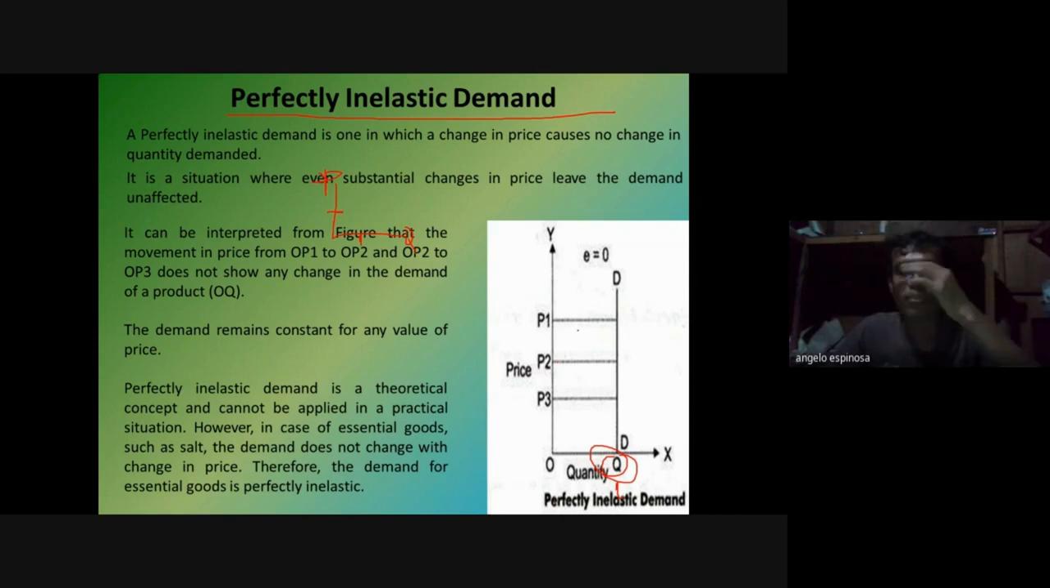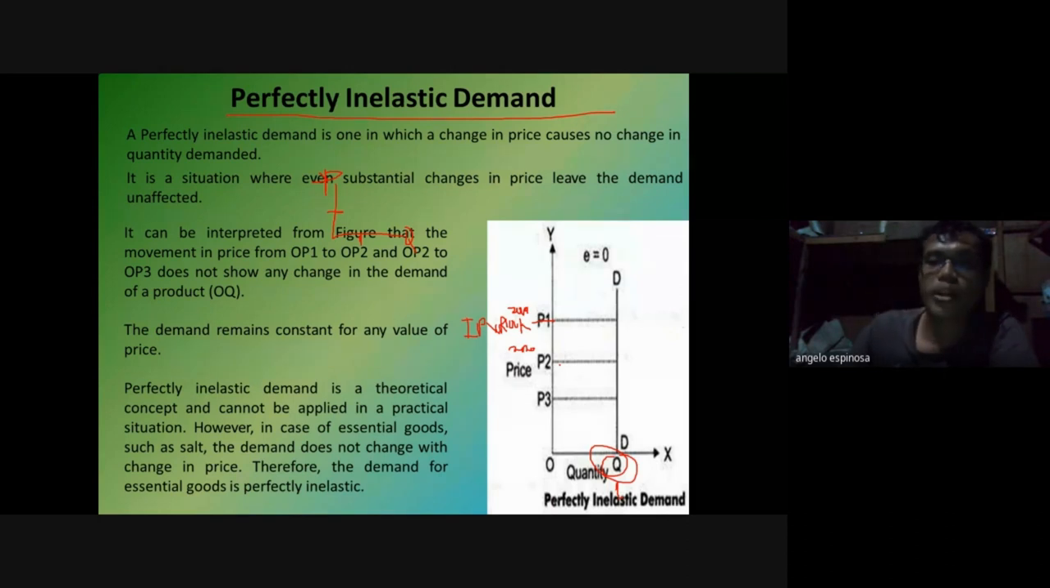Example, let's say, bumili ka ng iPhone na worth 100K. Pagkabili mo, 2019, bumili ka ng iPhone XR. Pagka 2020, nagbago ang price, and nalaman mo na may bagong iPhone na ini-introduce, pero hindi mo siya afford.